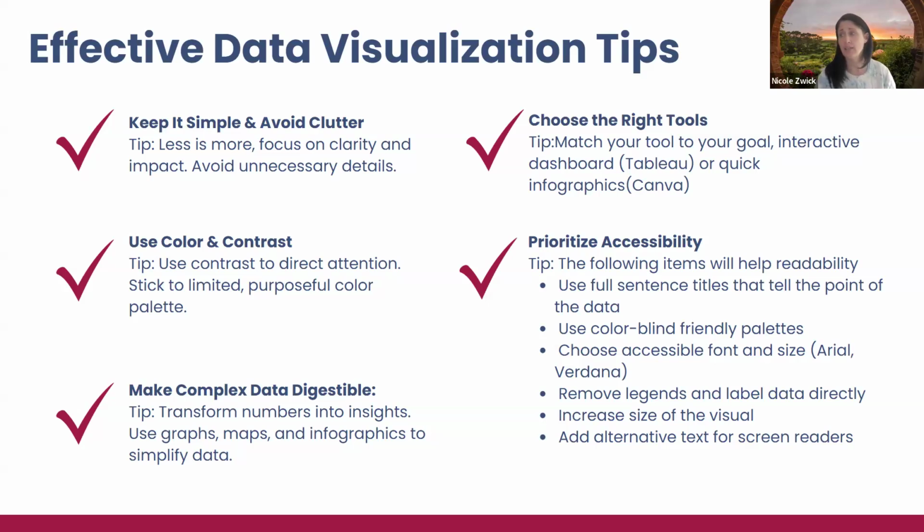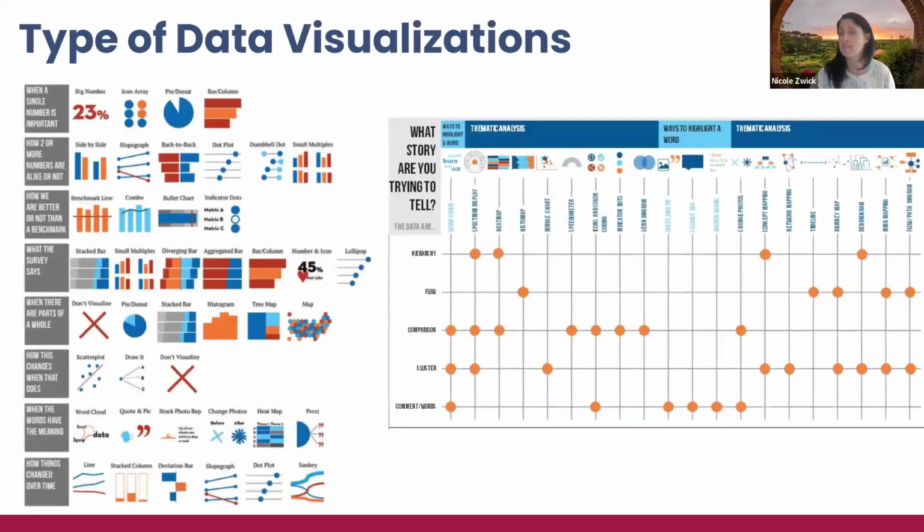Remove legends and label directly on the data itself. Increase the size of the visual. It helps everyone see it. And add alternative text for everything, from your logo, explaining what your logo means, all the way through the graphs and any kind of flowcharts.